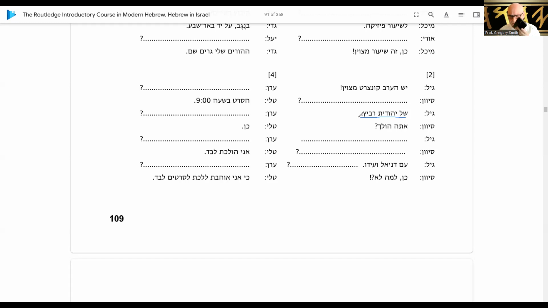Shel Yehudit Ravitz. Yeah, Yehudit Ravitz. של יהודית רביץ. She must be a famous singer. So how do we fit, what kind of question can we put in here to match this? The question Sivan must be asking has to do with something about who is singing, right?